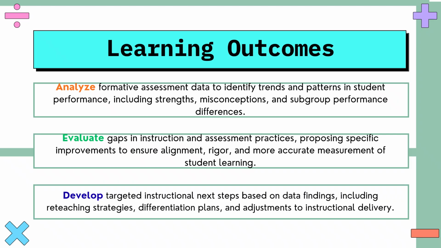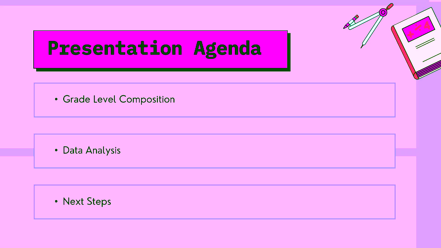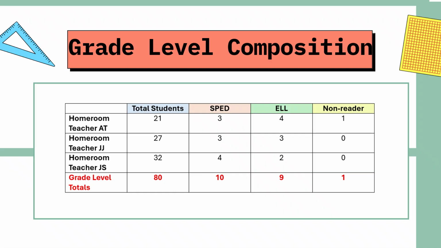This aligns directly with Bernhardt's framework of continuous improvement and FIS's call to ensure that data leads to meaningful instructional shifts. Today, I will walk through the third grade level composition, highlight key data trends, and then move into instructional next steps. My focus is not just on what the data shows, but what we are going to do about it as a team. Below you can see the grade level composition.